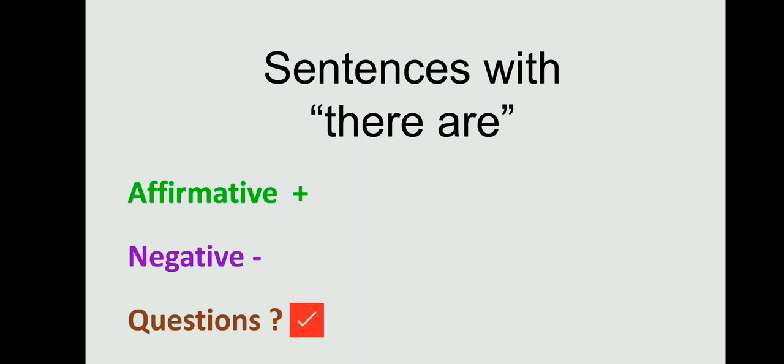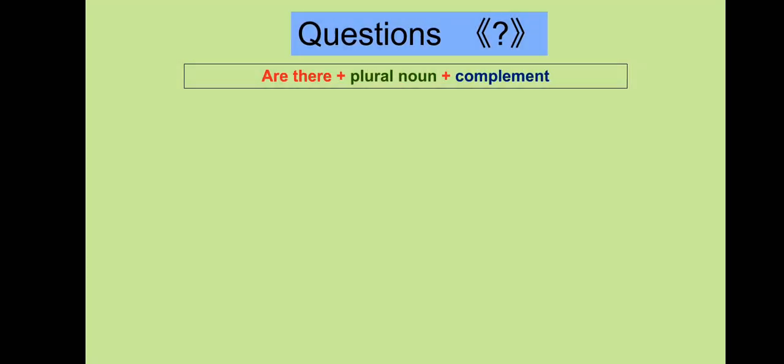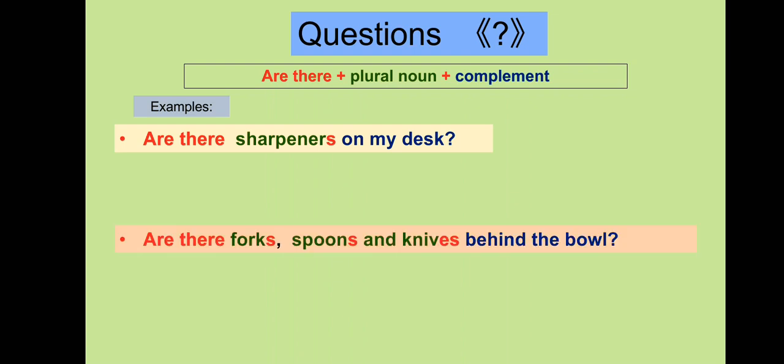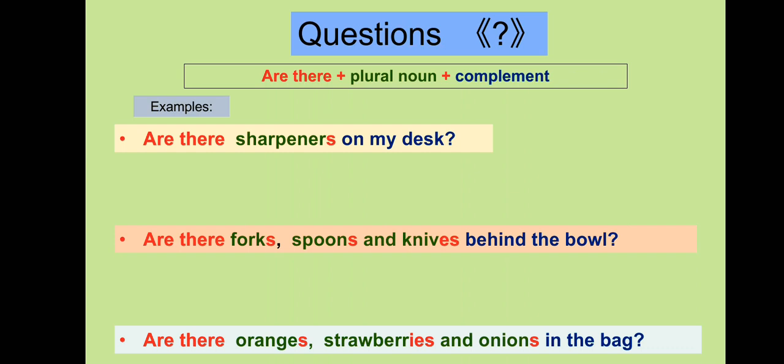Sentences with there are. We already studied affirmative, negative, and questions. It's going to be the next topic. For the questions, we have this formula. Are there plus plural noun plus the complement. For example, are there sharpeners on my desk? Are there forks, spoons, and knives behind the bowl? Are there oranges, strawberries, and onions in the back?